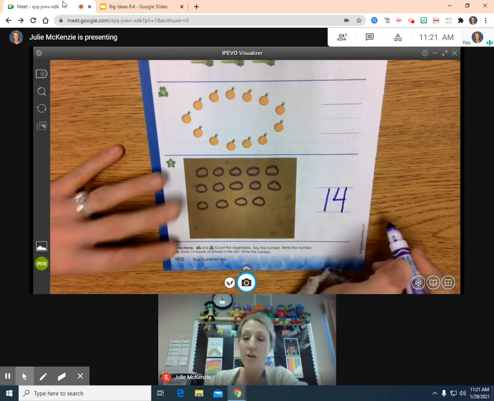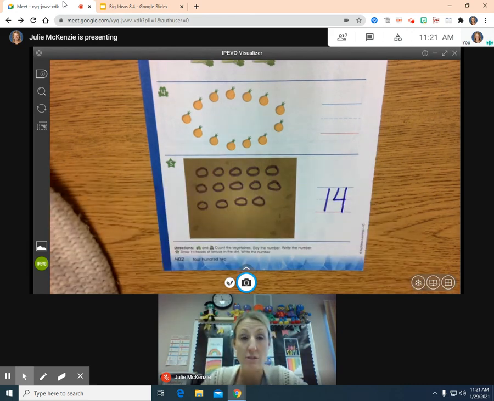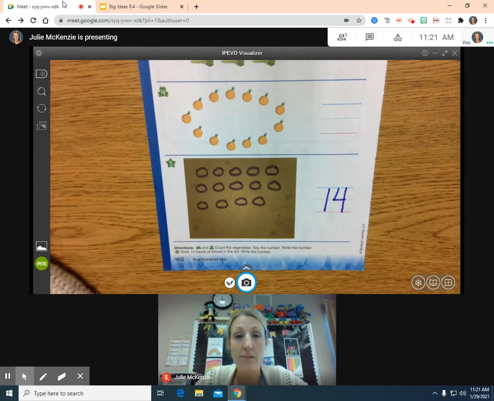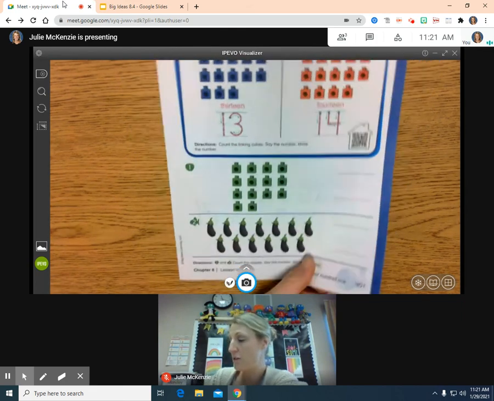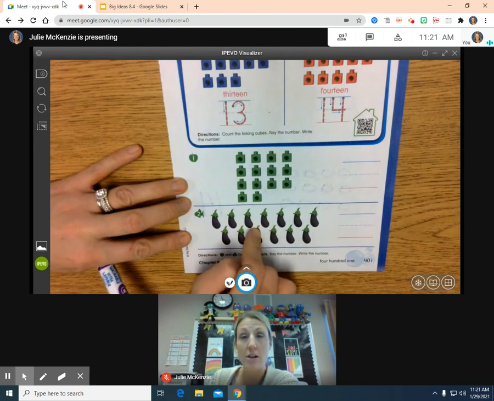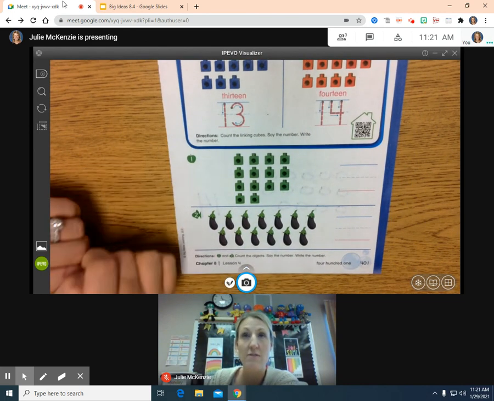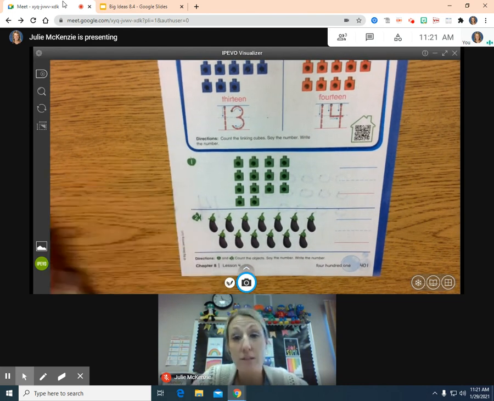Okay, so before you get started doing the practice, remember, let's review our goal. Our goal was that you would be able to count one object for each number all the way up to 14. You're going to count all of the objects all the way up to 14 if that's how high it goes. And then my hope was that you can write the numbers 13 and 14.